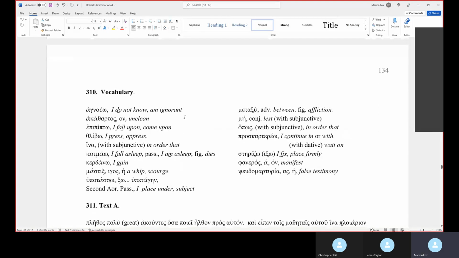All right. Vocabulary. Agnoeo: I do not know, I am ignorant. So the alpha privative is negating it. And so we have: I do not know, I'm ignorant.